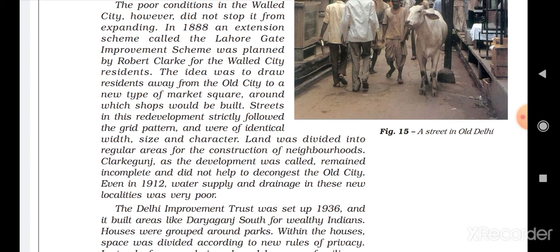Streets in this redevelopment strictly followed the grid pattern and were of identical width, size and character. Land was divided into regular areas for the construction of neighborhoods. Clarkganj is what the development was called. It remained incomplete and did not help to decongest the old city. Land was divided into regular and perfect size areas for the construction of houses as well.